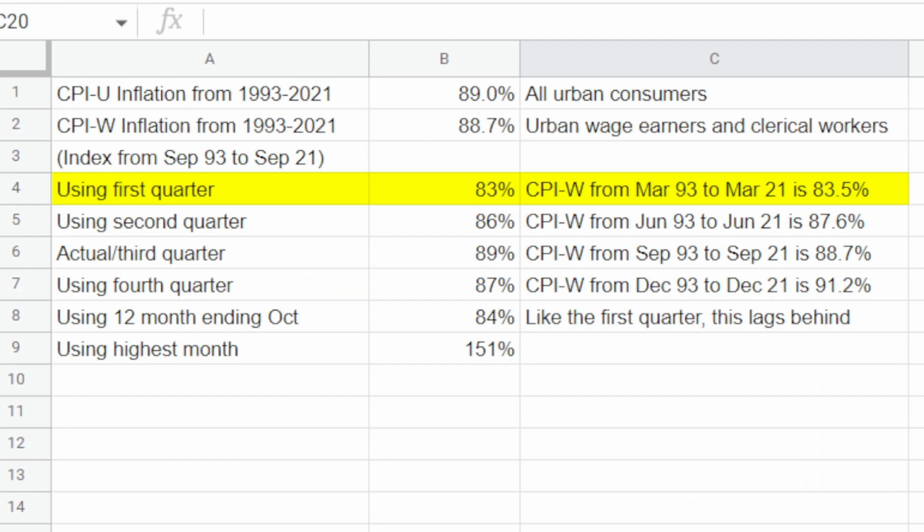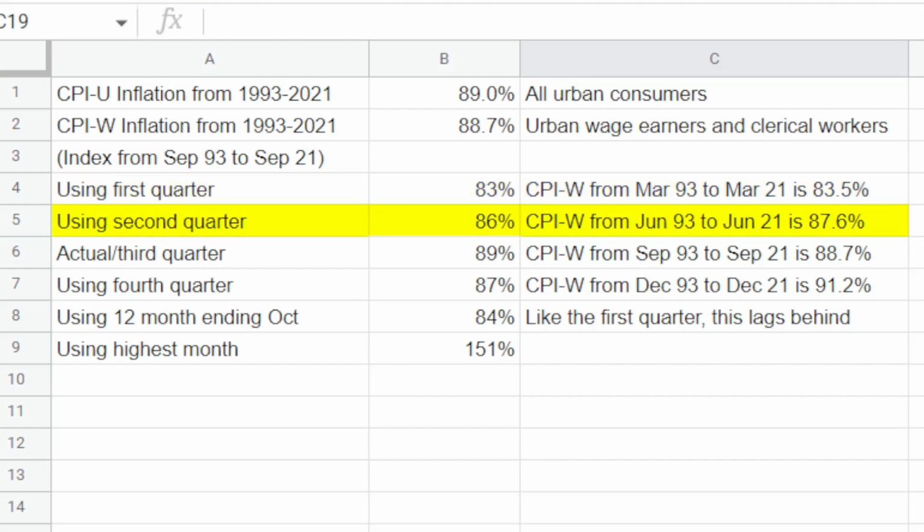Nobody suggested using the first quarter to determine COLA, but I included it just to see what it would look like. Because our high inflation had just started in the first quarter of 2021, using the first quarter only resulted in an 83% cumulative COLA. However, this is only 0.5% behind the March of 93 to March of 2021 inflation.